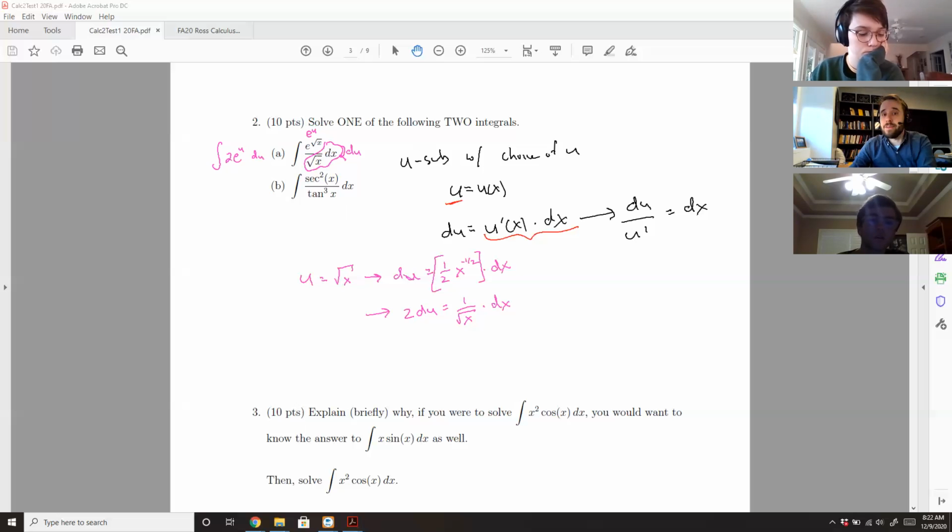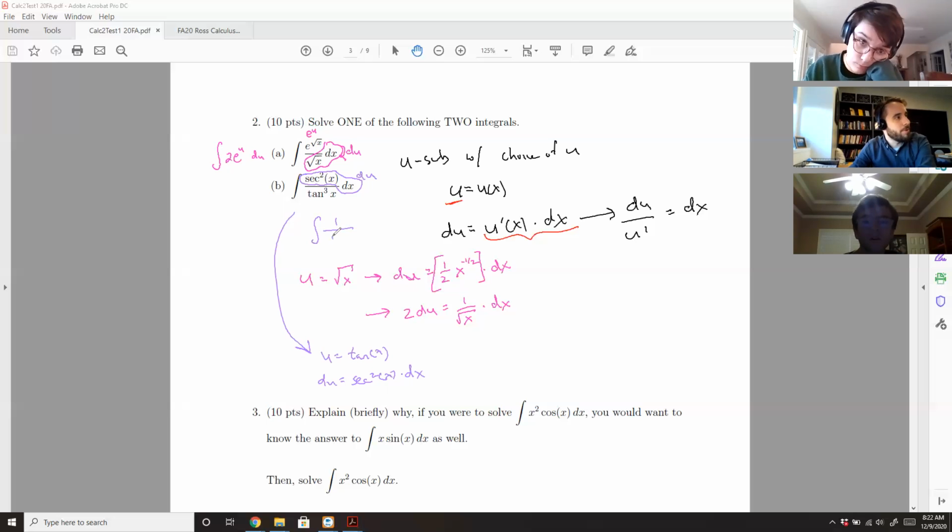The second problem is similar. We'd have to think a little bit about it, but we would realize that if we set u to equal the tangent function, then du is the derivative of tangent, which is secant squared times dx, and we would end up being able to find our du right here. And so that would become 1 over, not tangent cubed anymore, but 1 over u cubed du, and we would go from there.